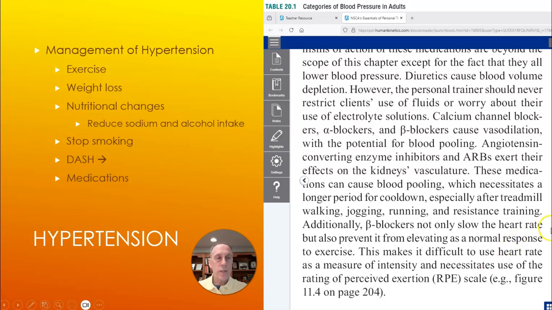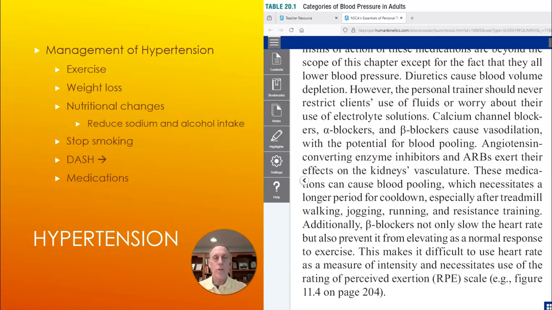What they notice here is lower blood pressure. Diuretics cause blood volume depletion. However, the personal trainer should never restrict clients' use of fluids. I agree. And then when you get further down here, calcium channel blockers, alpha blockers, and beta blockers cause vasodilation, meaning an increase or an expansion of the vascular system.